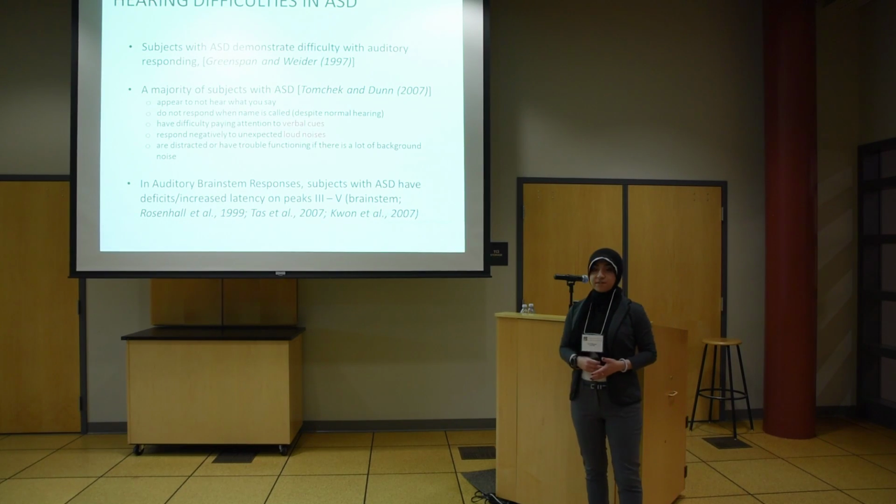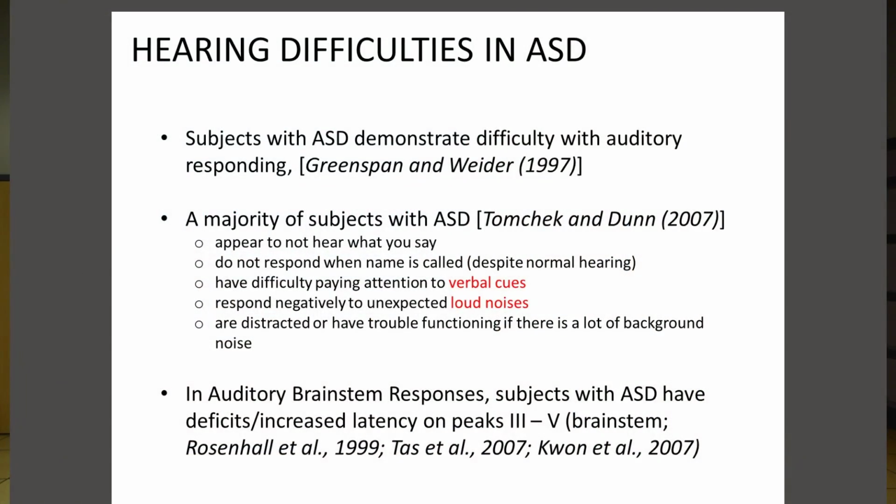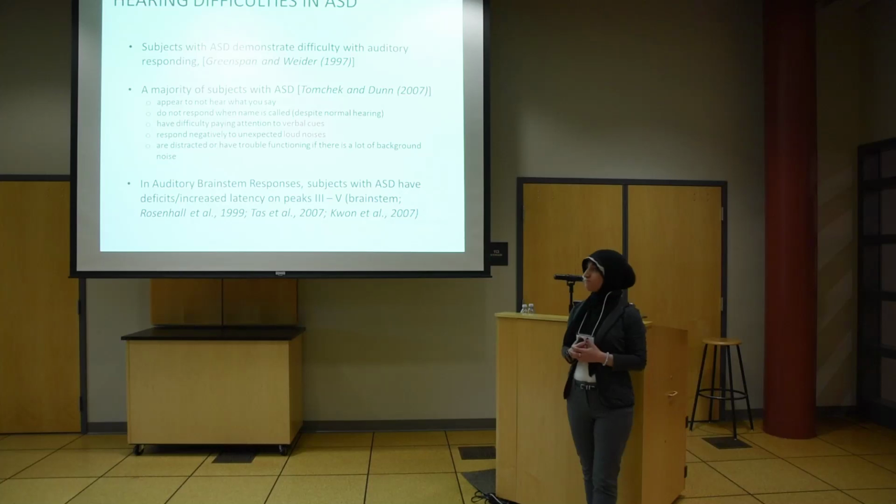Now, evidence of hearing difficulties in ASD is extensive, so I just want to summarize some of the key findings. The majority of individuals with ASD have difficulties with hearing and understanding speech. They have problems with verbal cues, hypersensitivity to loud noises or hyperacusis, are easily distracted by background noises, and have trouble even localizing sound. Now, studies of the auditory brainstem response show clear evidence of abnormal brainstem processing in individuals with ASD.